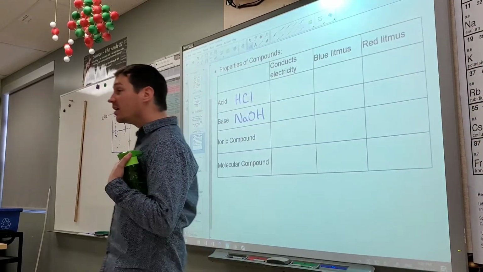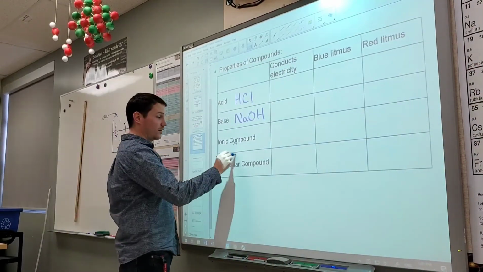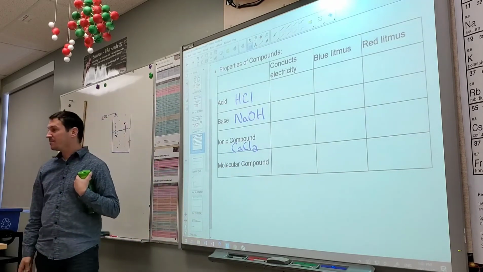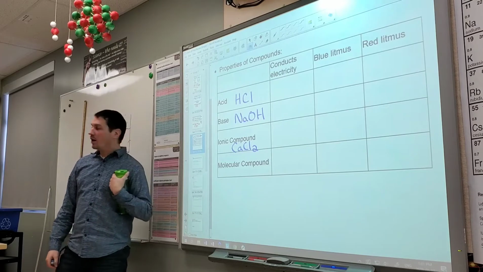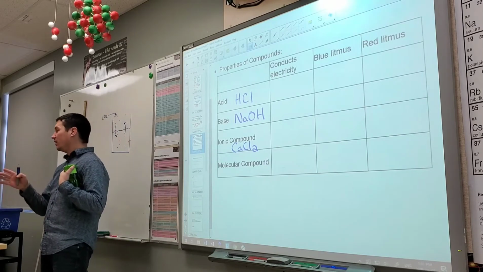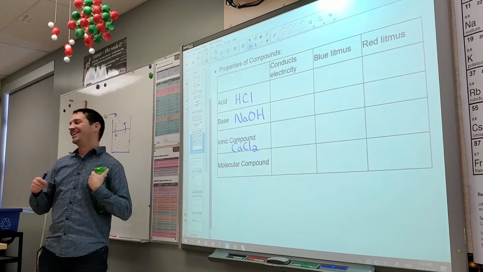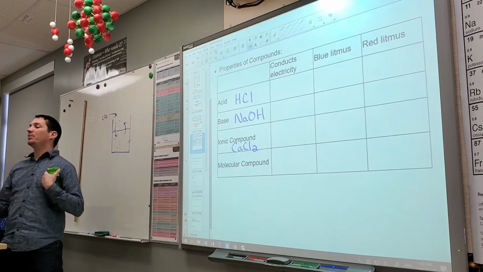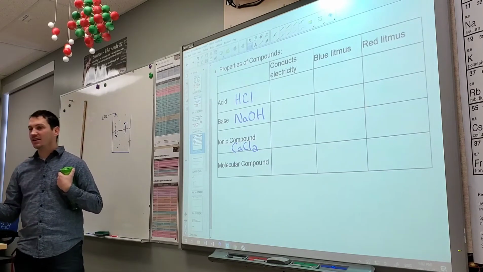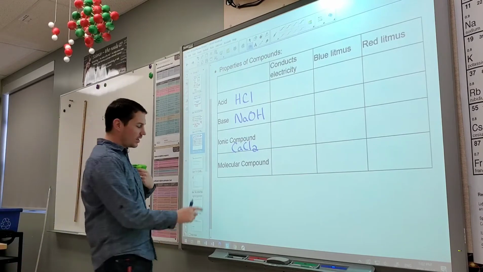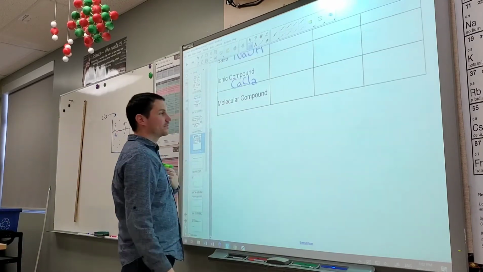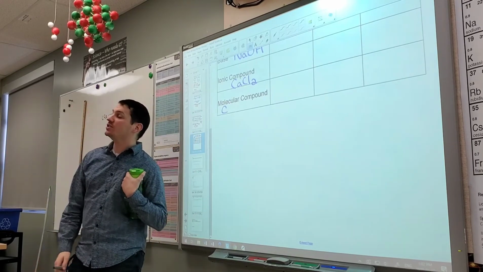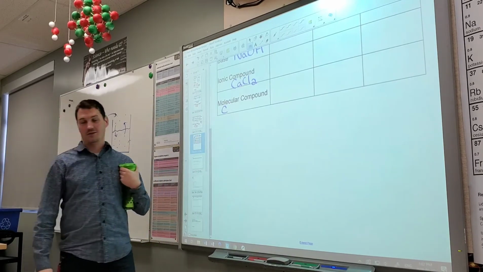Calcium chloride? Sure. Calcium chloride, perfect. And then what's a molecular compound that in your mind dissolves in water, but it's not acidic, it's not basic? Sugar. Are we okay with that? Do you want glucose or do you want table sugar? Table salt.